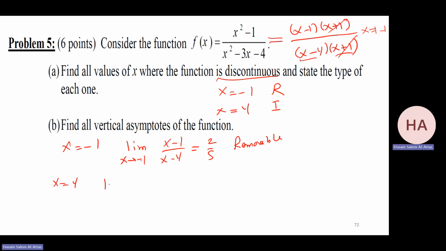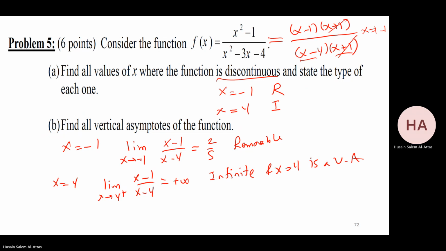X equal 4. What is the limit as x goes to 4 from the right? For the same function, this is cancelled. So this will be positive over 0 positive. That will be plus infinity. So we have infinite. Not only that, x equal 4 is the vertical asymptote.